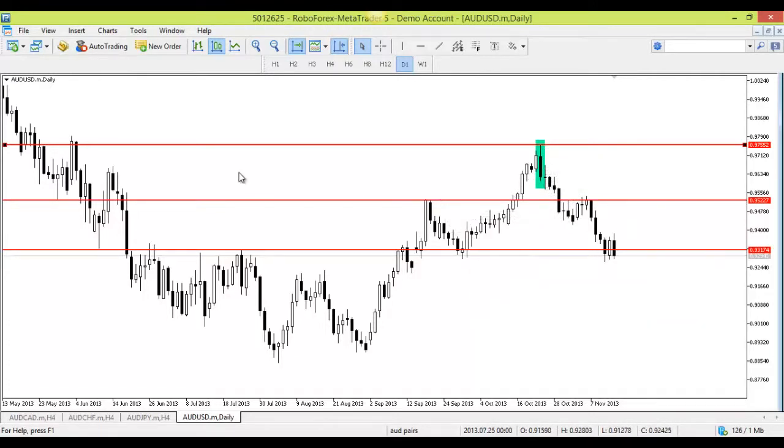Because we know it's counter trend, it's formed at a level where we'd expect some rejection, and it's shown a large rejection. We'd expect price to continue down, but we need to ask ourselves, where is price going to stall?